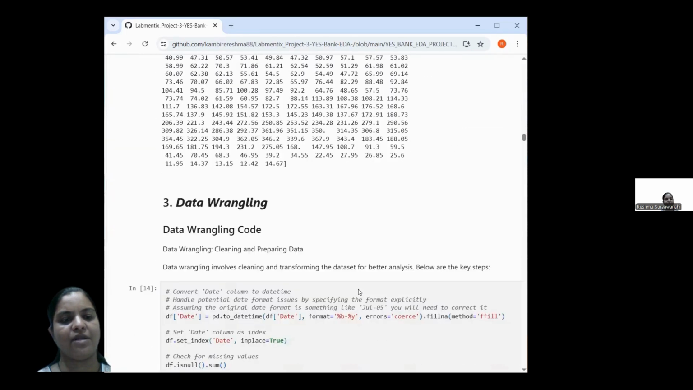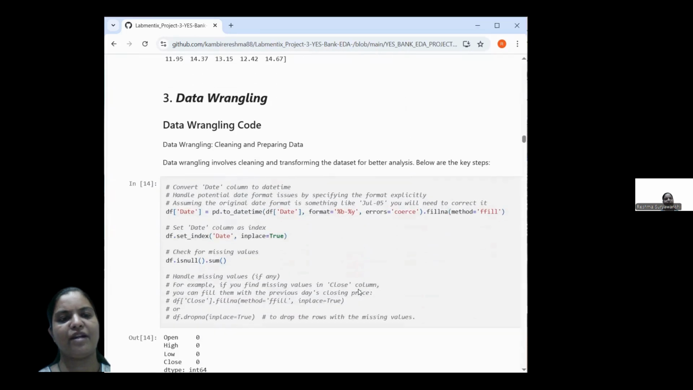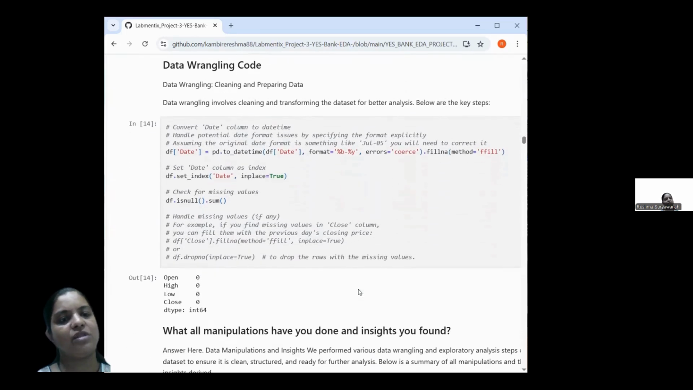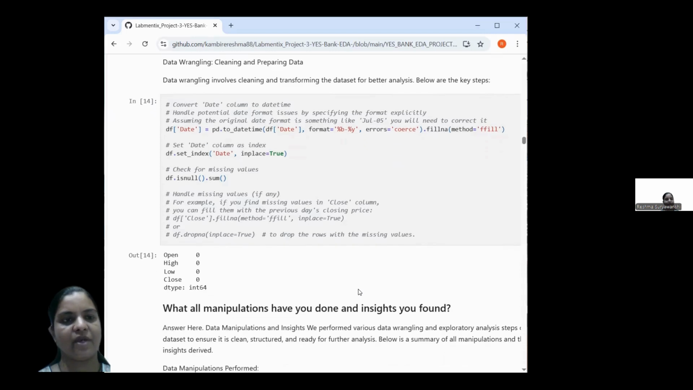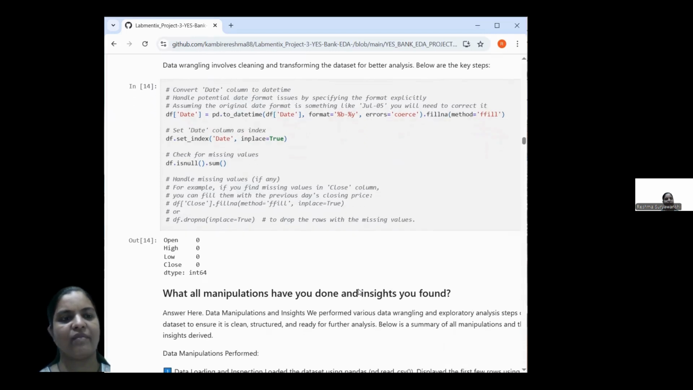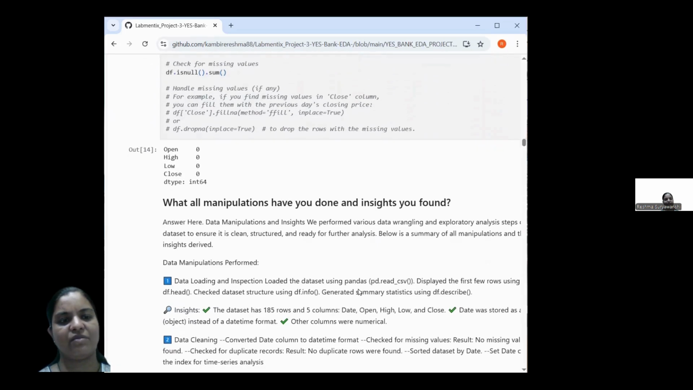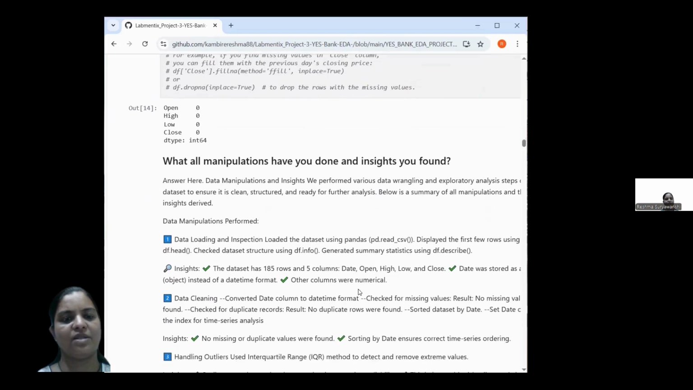Now we come to data wrangling, which is used for cleaning and preparing data. Data wrangling involves cleaning and transforming the dataset for better analysis. Below are the key steps, where we convert the date column to datetime, check for missing values, and handle missing values. So these are all manipulations.